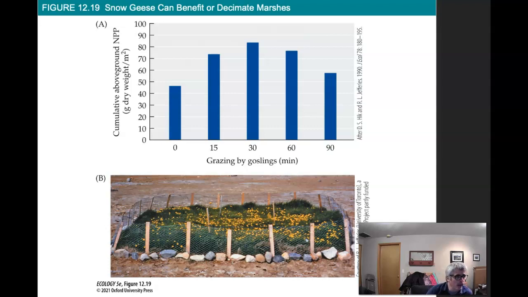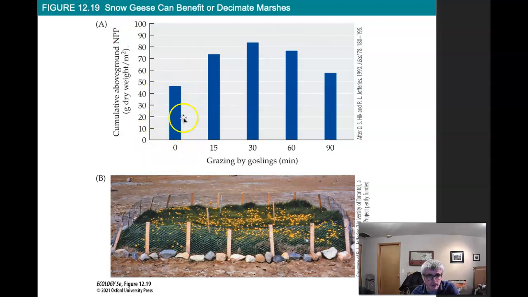So the intermediate grazing falls into what I call the Goldilocks hypothesis, which can be used to explain pretty much anything: too much is bad, not enough is bad, and just the right amount is good. Here, none would be zero grazing, and this is grazing by the geese per minute, and the cumulative aboveground weight in NPP, grams dry weight per meter squared. Net primary productivity is what that is.